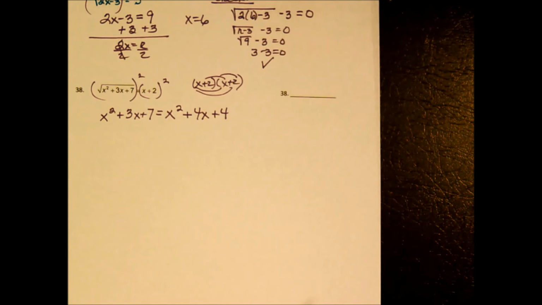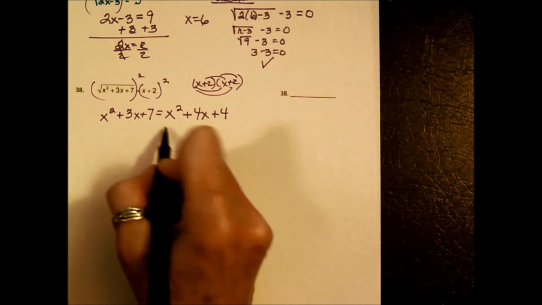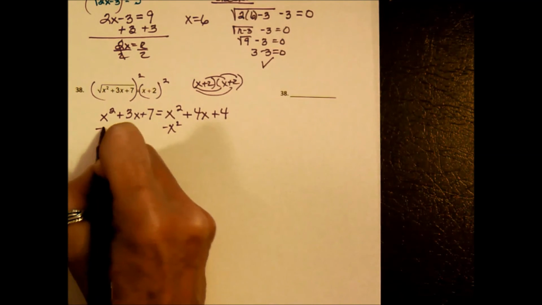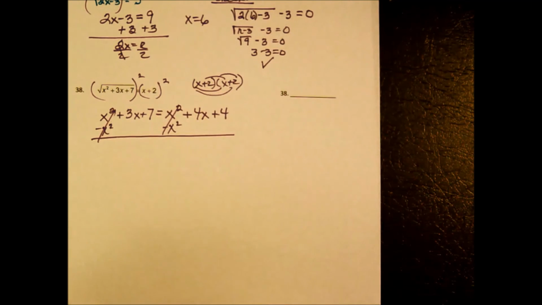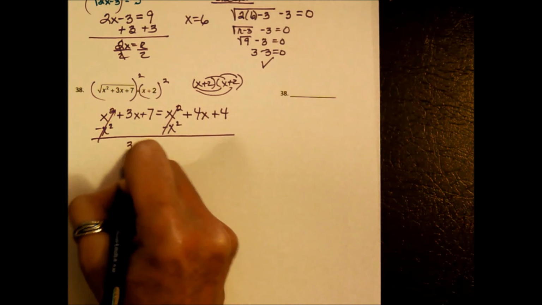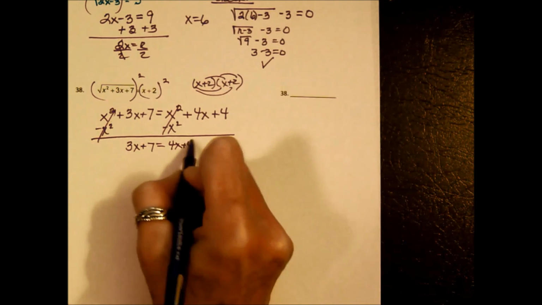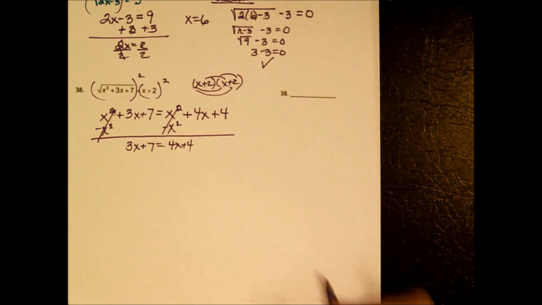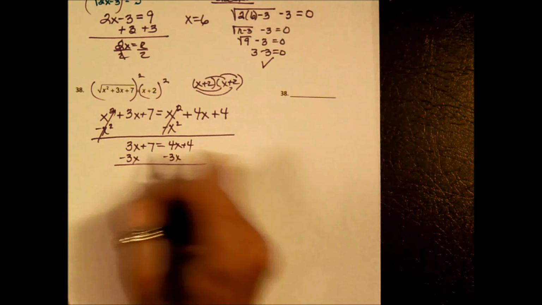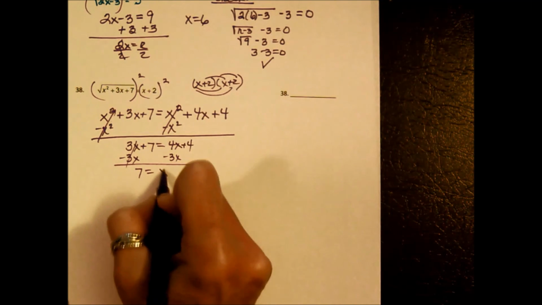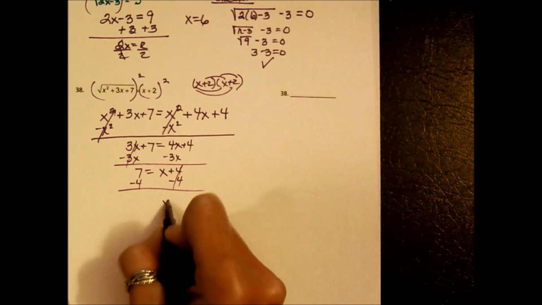I see that I have squared terms, so I want to get everything on one side equal to 0. They happen to go away on both sides, so I have 3x plus 7 equals 4x plus 4. I'm going to subtract the 3x to get variables all on one side. x plus 4. And I end up with x equals 3.